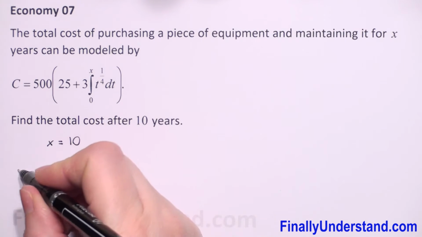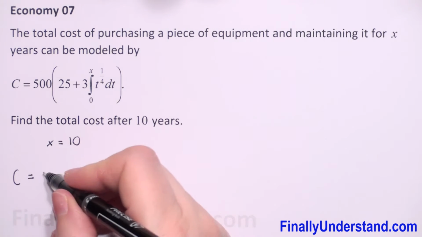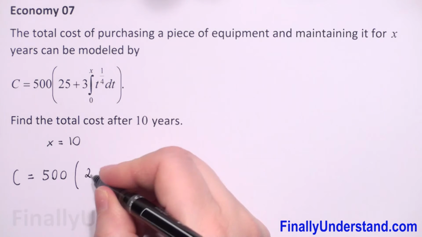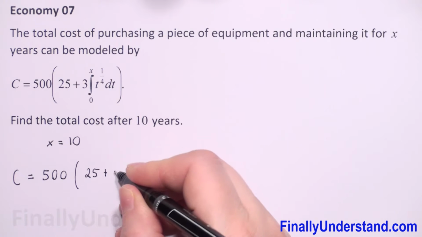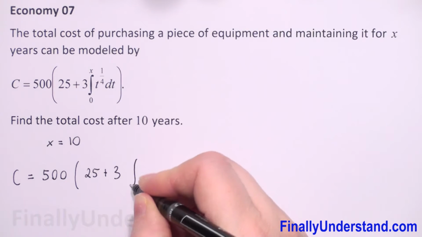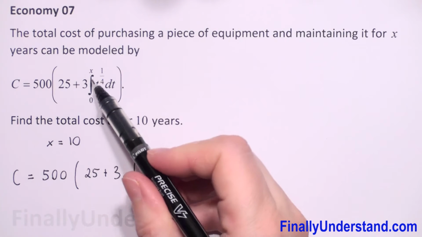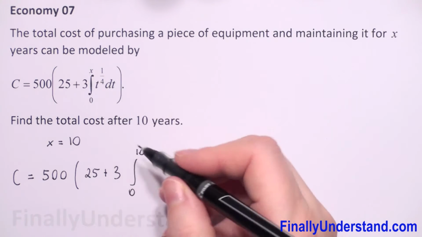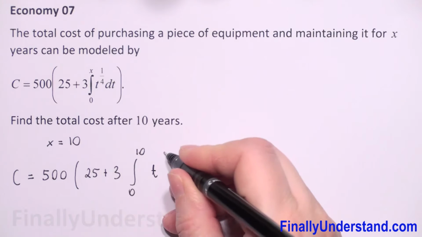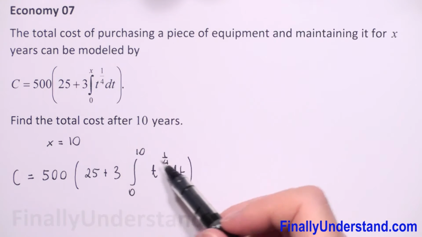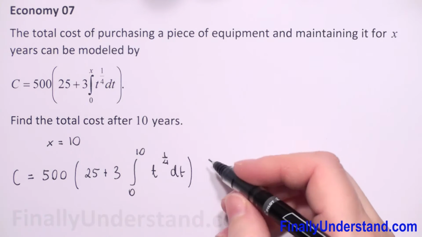So we will copy our formula. We have 500 and in parentheses we have 25 plus 3 times the definite integral from 0 to 10. I just substitute x by 10, and we have t to the power 1 over 4 dt. First we have to find this definite integral.